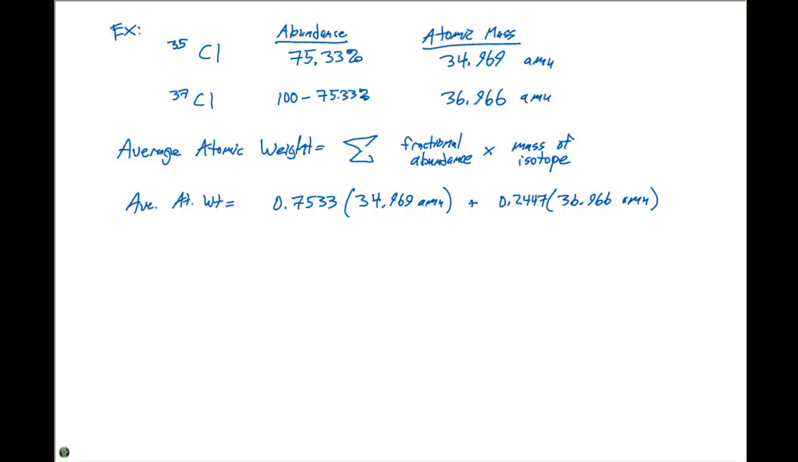When we go through and do the math, our average atomic weight is going to equal 35.45 atomic mass units. And this is the number that we're going to see on the periodic table for chlorine. And this is how, by using a mass spectrometer, all of these atomic weights are determined for each element on the periodic table.